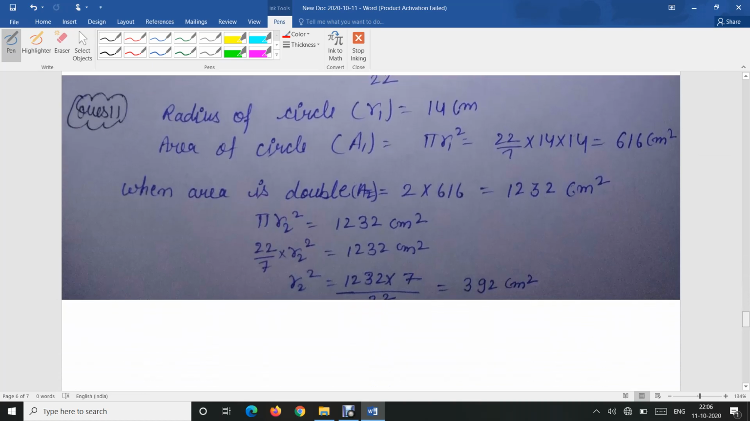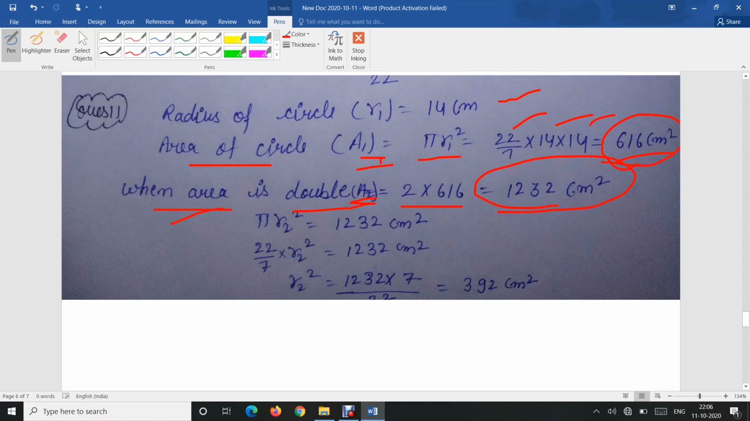Here is the question number 11. Radius of circle 1 is given, 14 centimeters. So the area, that means A1, is equal to pi r1 square. So 22/7 multiplied by 14 multiplied by 14, which will be equal to 616 centimeters square. When the area is double, that means double of 616. So it is 2 multiplied by 616. This is the new area, so we symbolize it by A2, and we symbolize the first area as A1. Now the new area is 1232 centimeter square.